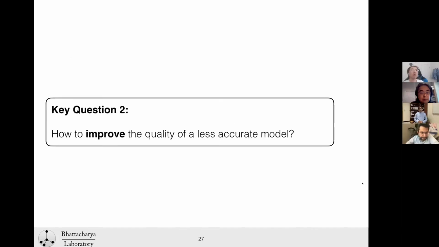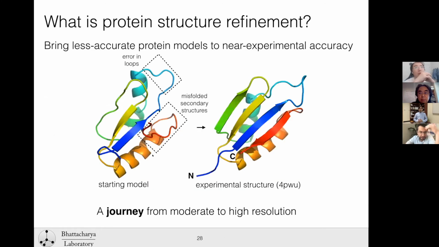Now let me go to the next key question, which is related to the first one: how do we improve the quality of a less accurate model? This is actually a more important problem, if not similarly important, than the first one. Because suppose we figure out one model is not so good or moderately good after using a quality estimation method. Of course, we would like to make it better and make it comparable to the experimental quality. So we need to be able to improve the quality of a less accurate model. This comes under the umbrella of protein structure refinement.